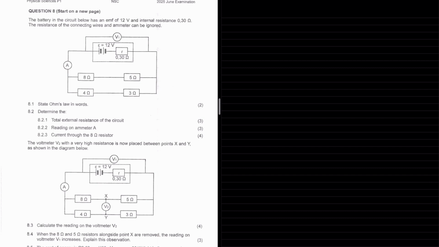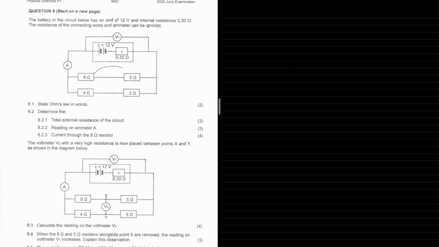Question 8 reads, the battery in the circuit below has an EMF of 12 volts and an internal resistance of 0.3 ohms. The resistance of the connecting wires and ammeter can be ignored. We'll leave out 8.1. 8.2 says determine the total external resistance of the circuit.